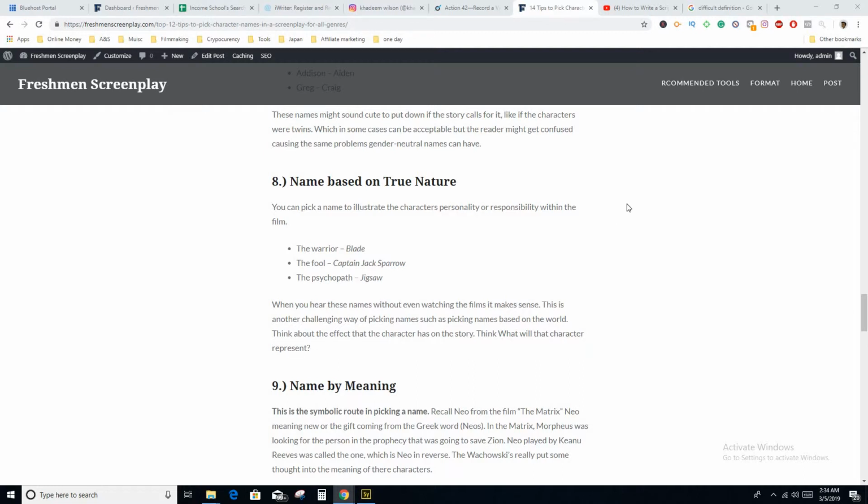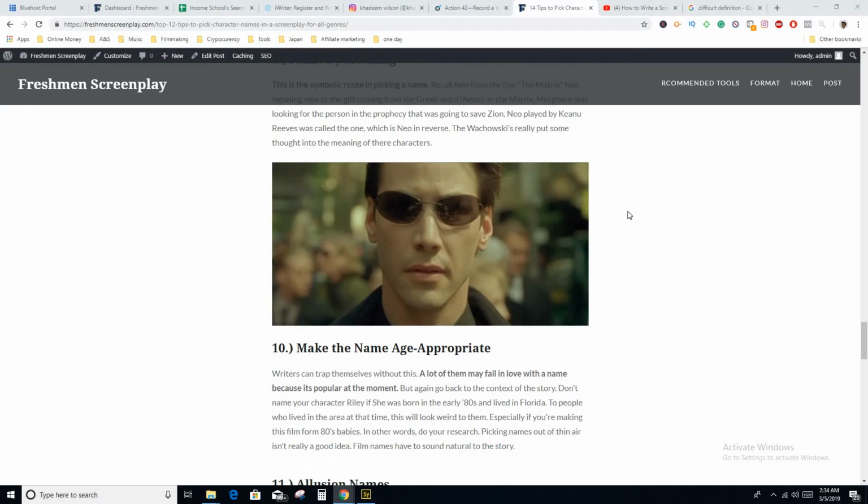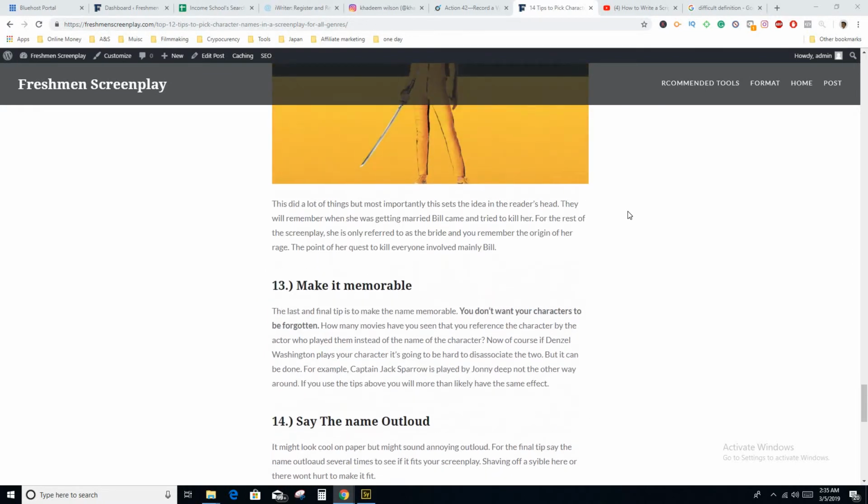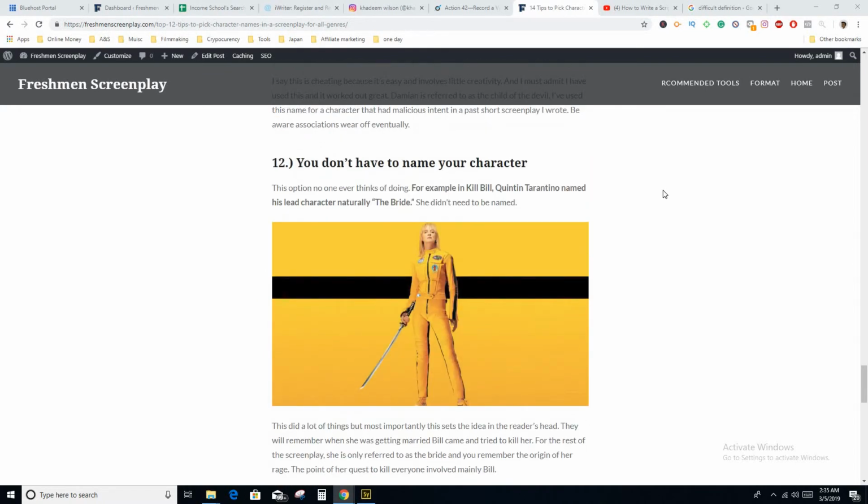And the last one, we're going to go over the last example here, and that is you don't have to name your character. Now that's kind of contrarian to the three examples I just gave, but you really don't. And a good example is Kill Bill, the way Quentin Tarantino named his character, whose actual name is Beatrix Kiddo, right? But they named her the Bride throughout the whole screenplay, and her name was really never said until the very end, when Bill actually said her name.